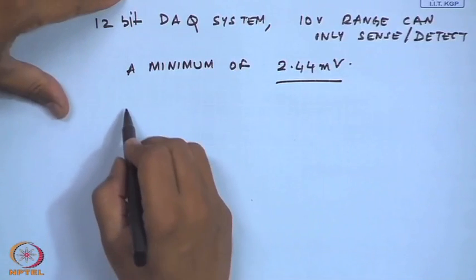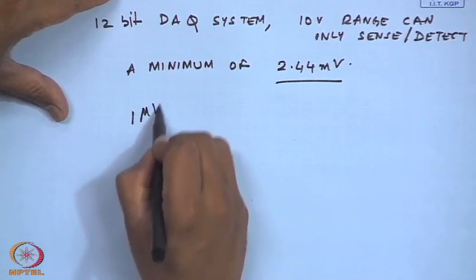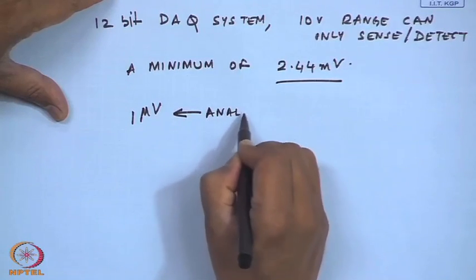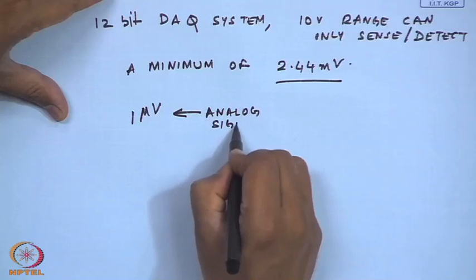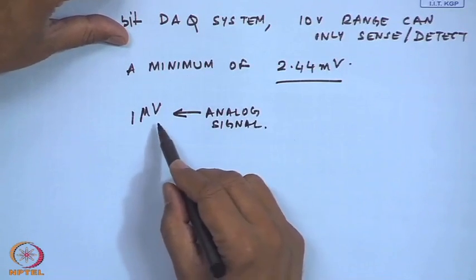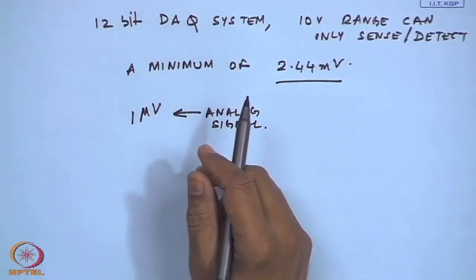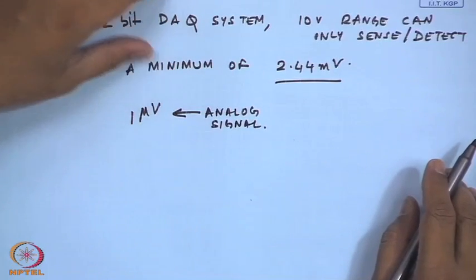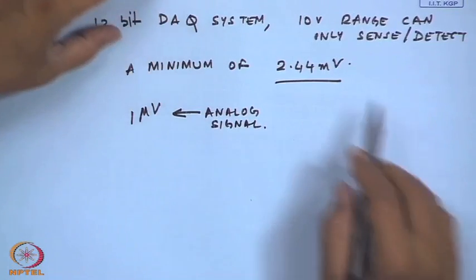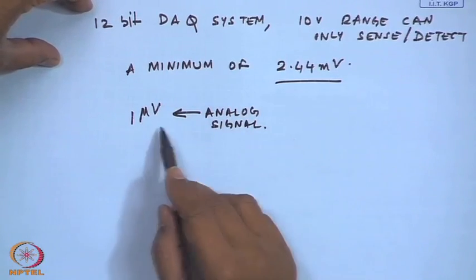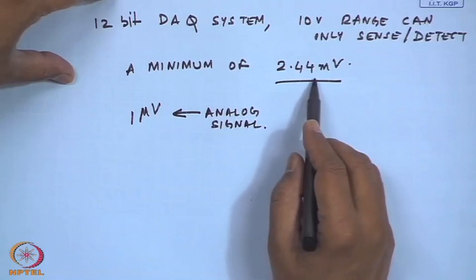So I have a big problem in hand. I have been asked to acquire 1 microvolt, that is my actual analog signal. A very low temperature thermocouple signal will give you this kind of a value. And suppose you want to detect such a signal and acquire it remotely or through computer aided data acquisition, the problem is, is your 12-bit system good enough to sense it? Obviously not, because 1 microvolt is much less than 2.44 millivolt, it cannot sense.